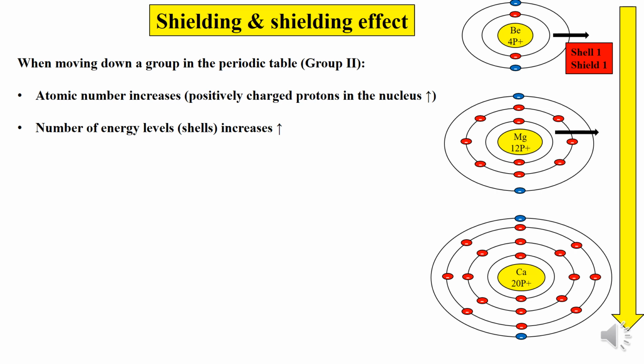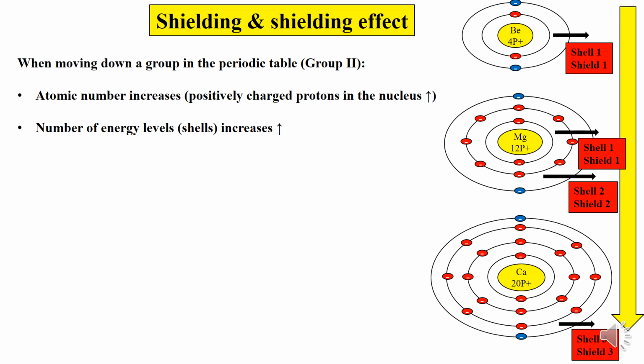In case of magnesium, it contains core electrons in shell number 1 and shell number 2. And therefore you find 2 shields in case of magnesium. While in case of calcium atom, you find a total of 18 core electrons present in shell number 1, 2, and 3. And therefore, there is a total of 3 shields in case of calcium atom.